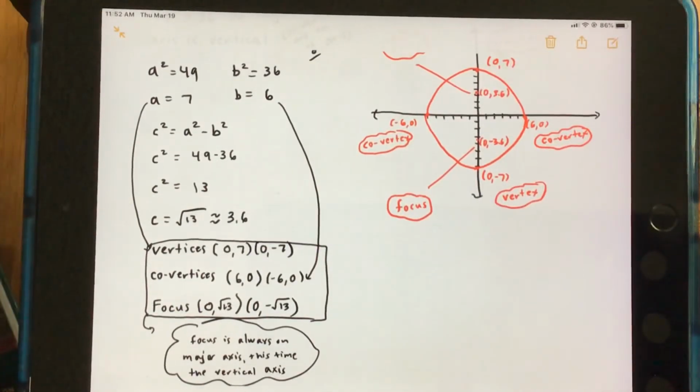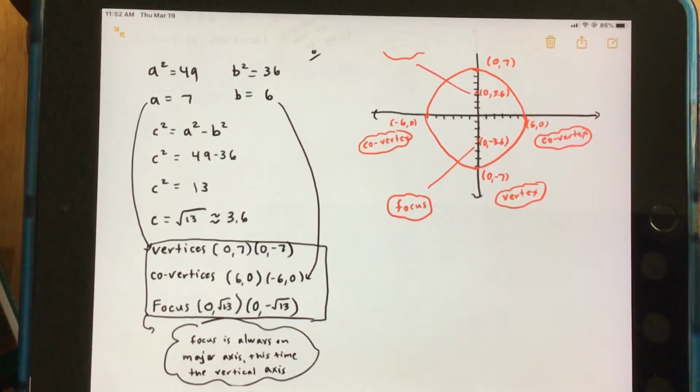My vertices are on the vertical axis this time. That's why you see 0 in the x-coordinate, because on the y-axis, the x-coordinate is always 0. So my vertices are at (0, 7) and (0, negative 7). My covertices, of course, will be on the other axis. In this case, it is the x-axis, the horizontal axis. So my covertices are (6, 0) and (negative 6, 0).